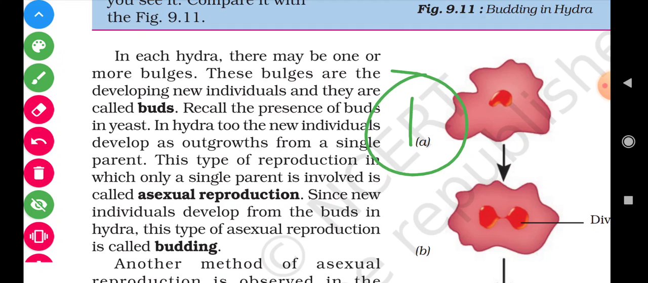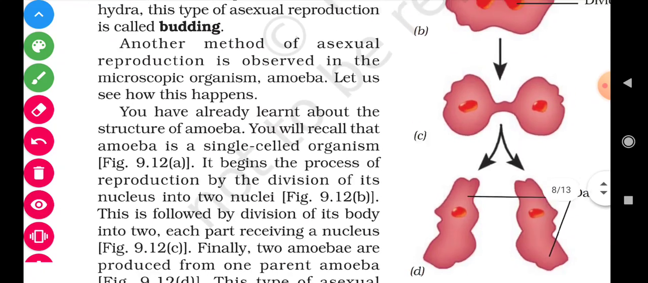While in animals, both male and female are required to reproduce a new individual. So the type of reproduction in which only a single parent is involved is called the asexual mode of reproduction. Since new individuals develop from the buds in the Hydra, this type of asexual reproduction is called budding, in which small buds are reproduced through asexual reproduction.